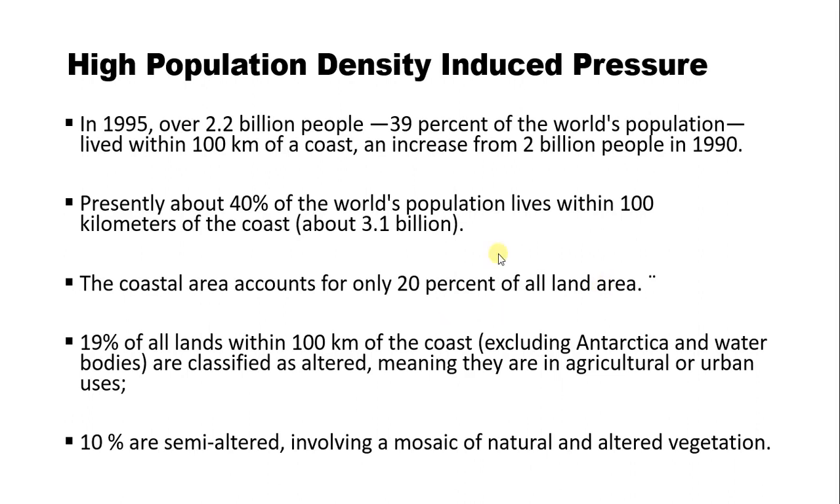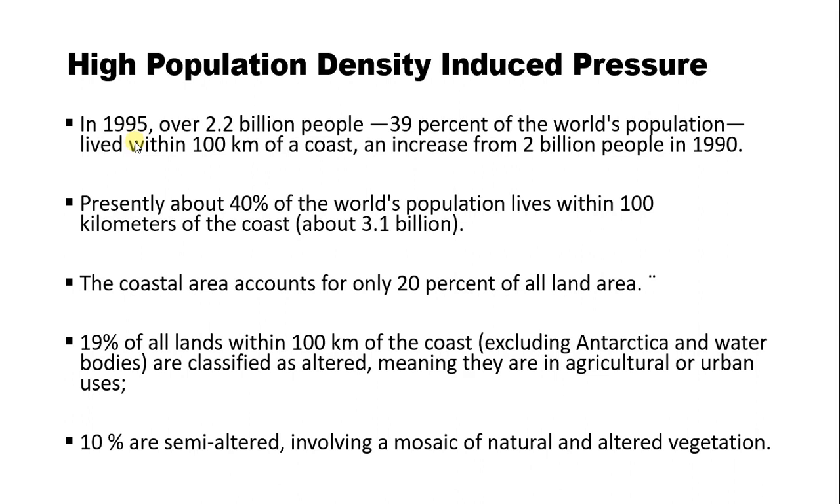Now, in 1999, it was recorded that over 2.2 billion people, about 39% of the world's population, lived within 100 kilometers of the coast. Remember at this point, the world is not up to 6 billion. This was an increase from 2 billion that was recorded in 1990. So in 5 years, you have an increase of 0.2 billion, that's more than 200 million.